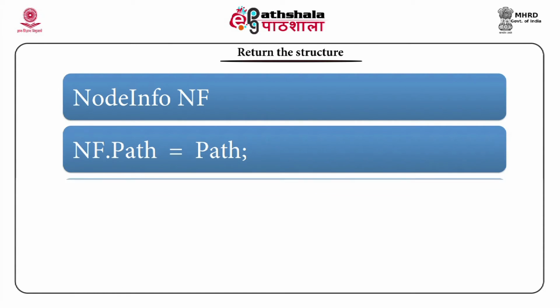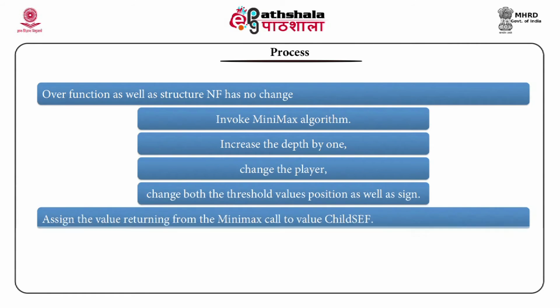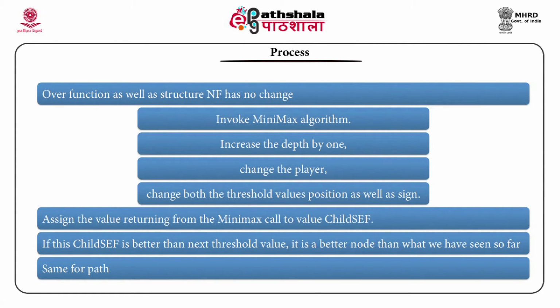At the end, once the process gets over, we return the very structure which we returned in the earlier case, the same node info structure. The process is explained in a little more depth now. The over function as well as the structure NF have no change from the previous one. What we do is invoke minimax, increase the depth by 1, and change the player and position, or switch the position. That switching of position is something that we have added.